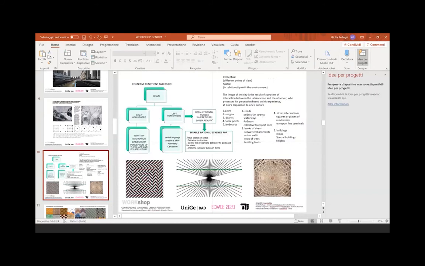As far as this specific theme is concerned, we have spoken and explained the cognitive functions and brains, connected also to the perception, the different points of view, perceptual, speaking about cities, and we have introduced different points in the city in order to give a message about the city. Also with some examples of illusory drawing, linked to the philosophy of Gestalt, and also linked to cognitive function and brain.